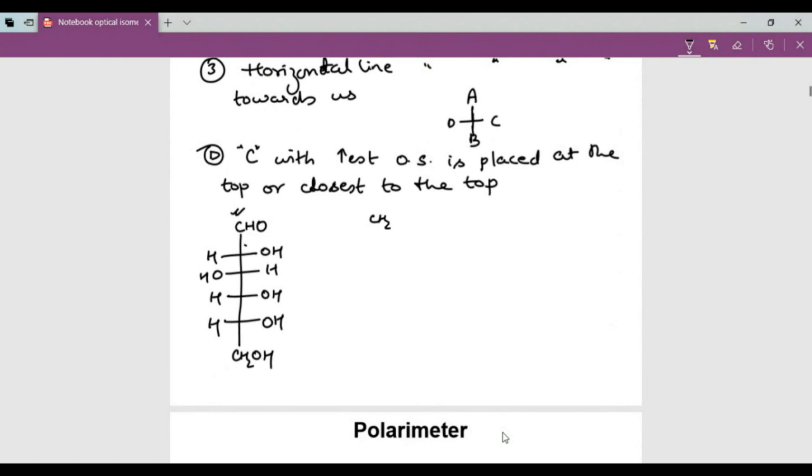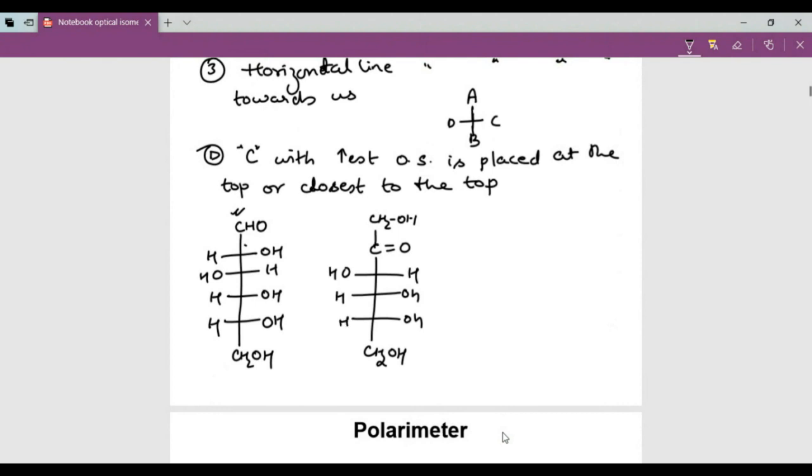If it is fructose, you cannot place the highest oxidation state carbon on the top, and then also it is okay. If you cannot place it on the top, then you will place it closest to the vertical top.